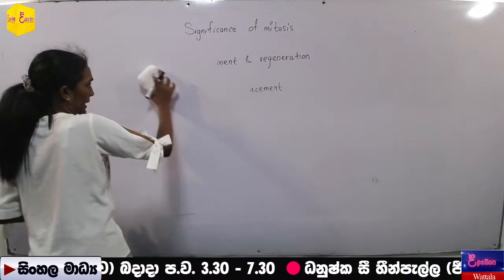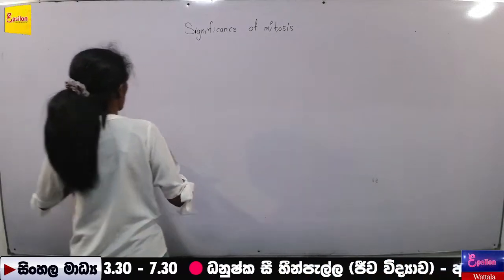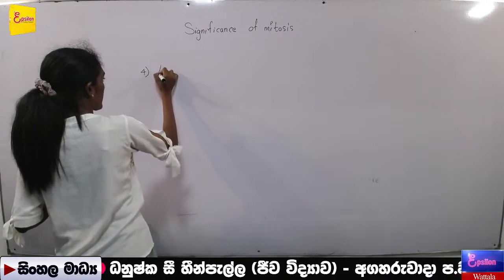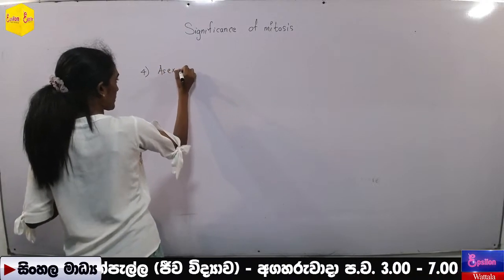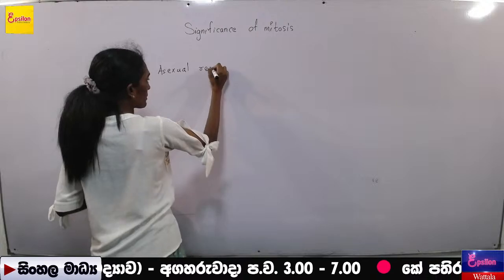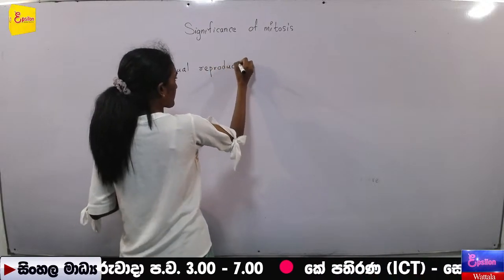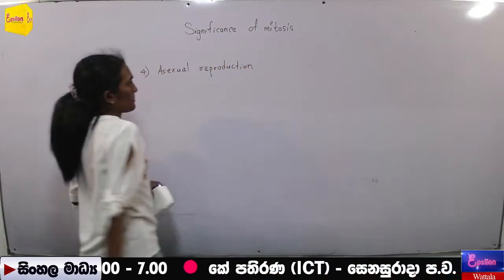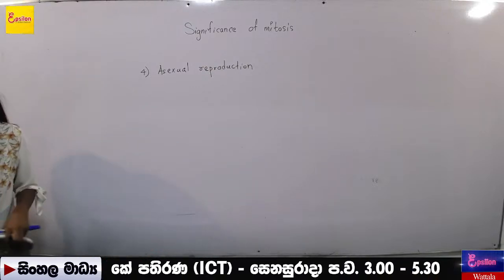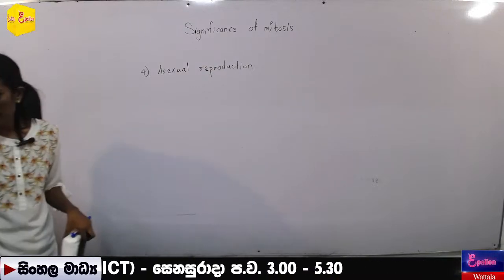So the next one is asexual reproduction. Asexual reproduction helps us to get identical individuals, isn't it?